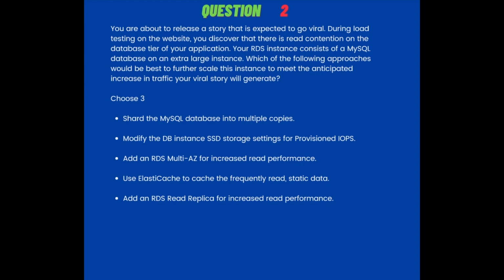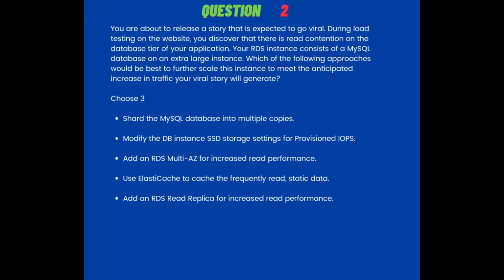So, let's see the second one. Modify the DB instance SSD storage setting for provisioned IOPS. So yeah, this is a very good option. In a normal scenario, if you change the disk to SSD and make it provisioned IOPS, the DB reads will be much faster. So in my view, this may be one of the options.